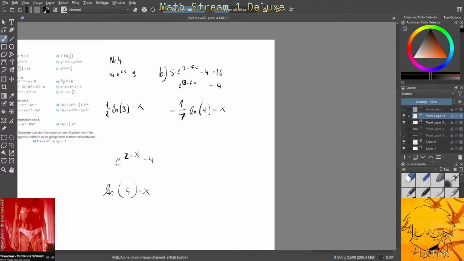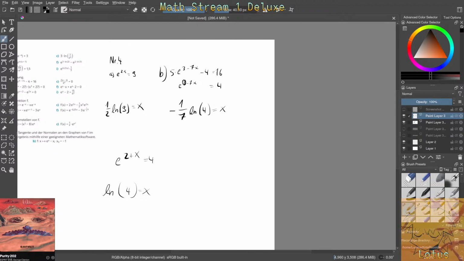Maybe natural logarithm. Wait. Is it maybe natural logarithm? Oh, that's way complicated. Okay.